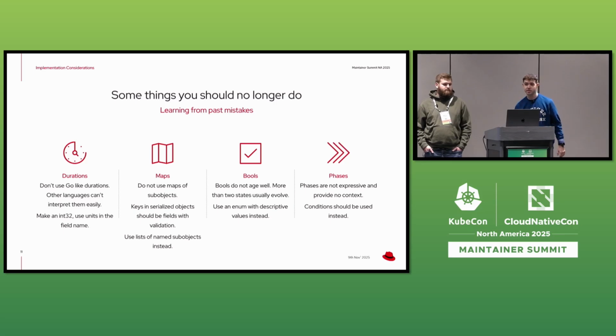There's also, as I said, lots of mistakes we've made in the past and things we no longer want to do. So things like durations. Go durations are great if you are writing a Go client. But if you're writing Python, you have to extract that using a regex. It becomes very complicated. It's preferred to do something like foo seconds, where we use an integer type, the units are in the name, and no one has to do any complicated parsing.